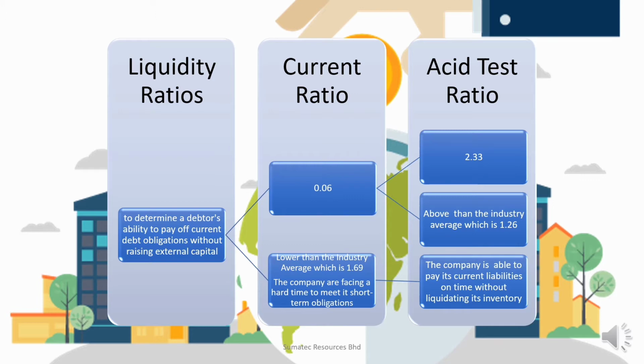Today I will be presenting the Sumatec Resources Liquidity Ratios. For the first ratio, which is the current ratio, the company's current ratio is 0.06. It is lower than the industry average because the company is facing a hard time to meet its short-term obligations. Next, for the acid test ratio, Sumatec Resources Berhad's acid test ratio is 2.33, which is above the industry average. The company is able to pay its current liabilities on time without liquidating its inventory.